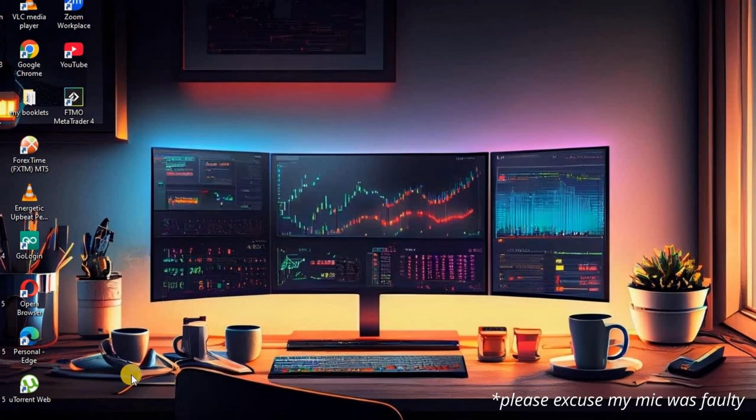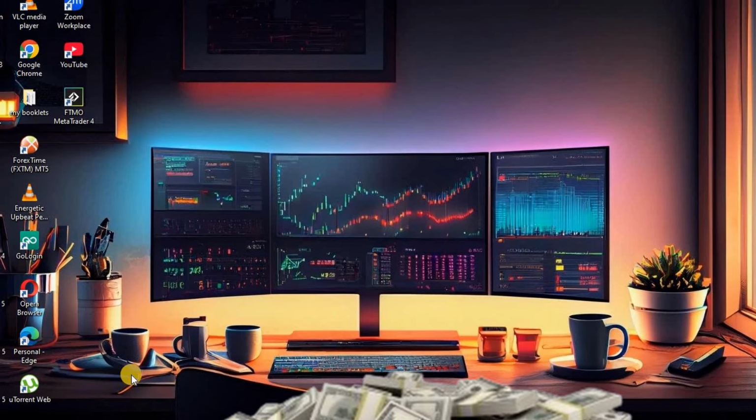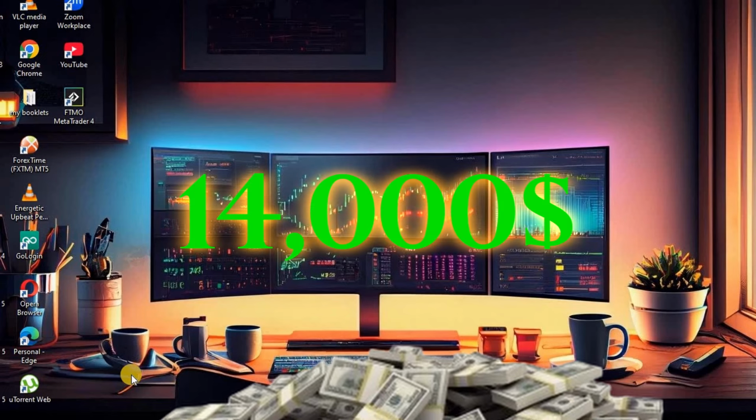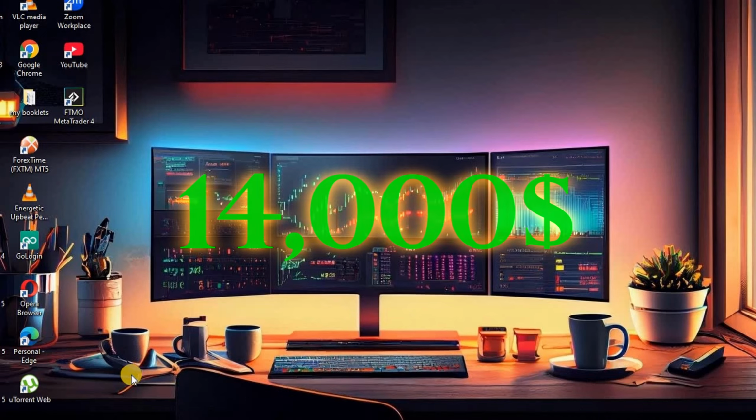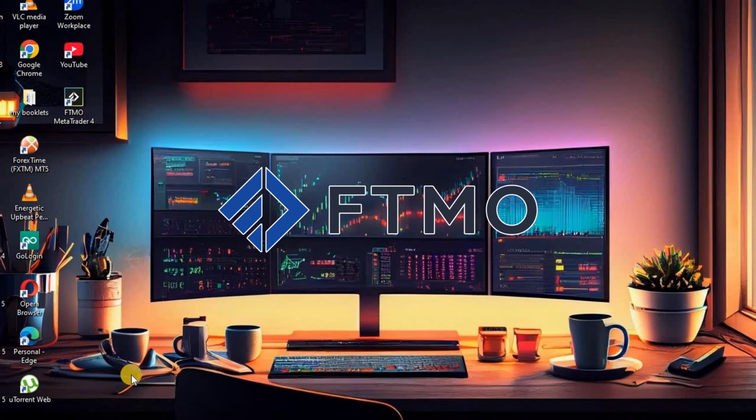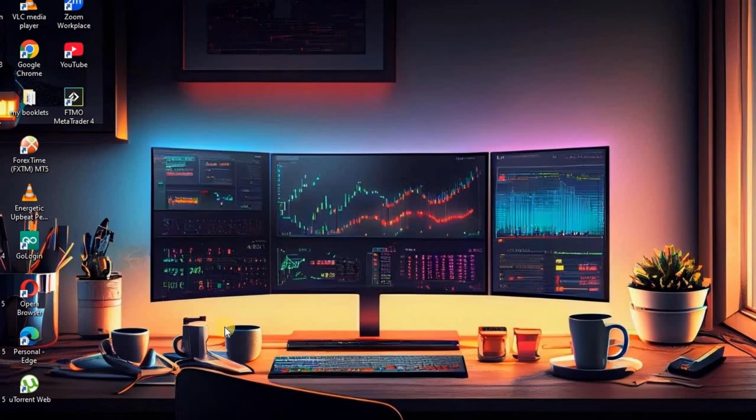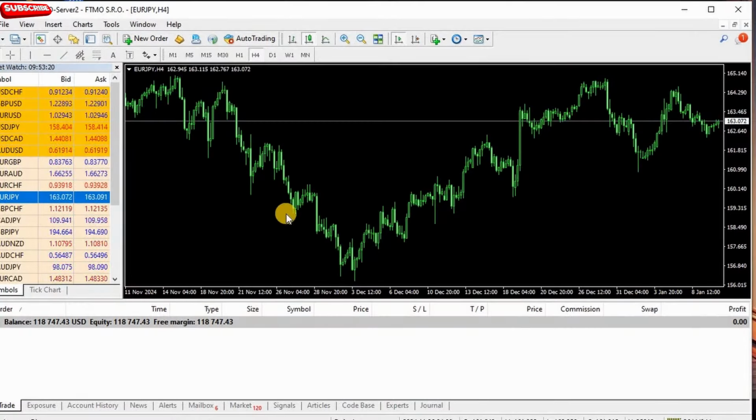Hello guys, so I wanted to show you the trade I took for our clients. The trade was a winner, a $14,000 trade. It was taken on an FTMO account, a client's account. So please stick around, I'll show you the psychology behind the trade and the analysis too. Right, so let's go. So this is the account.